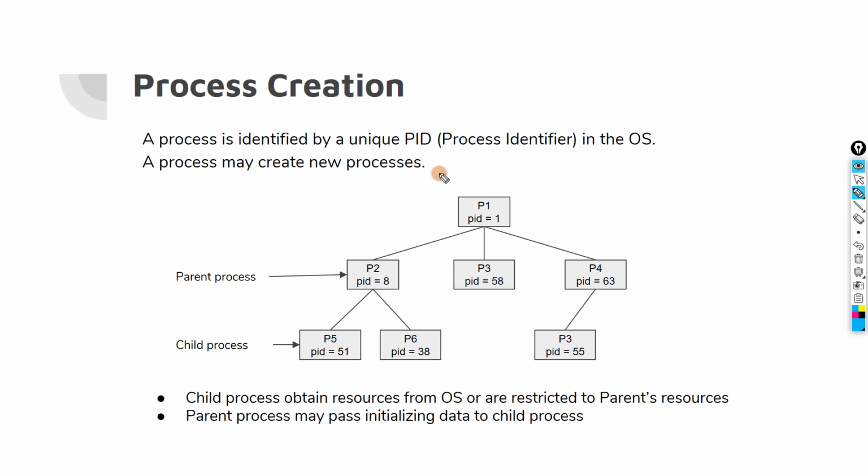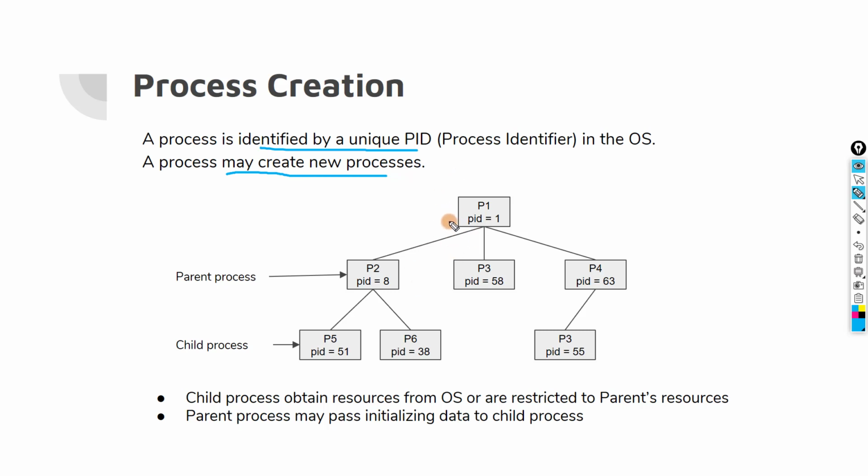In the operating system, processes are created somewhere, right? Every process in the operating system is identified by a unique identifier number, or unique ID, that is called the process identifier, and a process may create new processes. Processes will create more and more child processes.